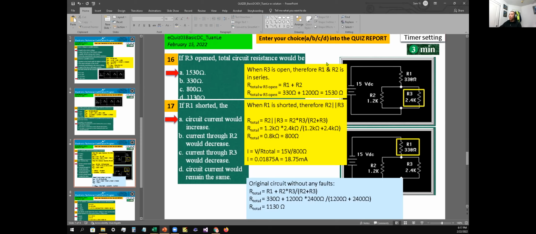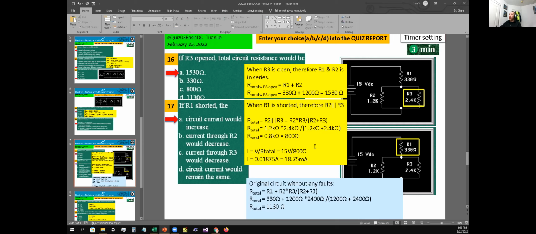Okay, number 17, if R1 is shorted, the circuit current would increase. Okay, so R1 is shorted, so therefore now you got just these two together. So by shorting R1, you're going to decrease the resistance. So decreasing resistance would increase the current. So the answer is A as in apple for number 17.